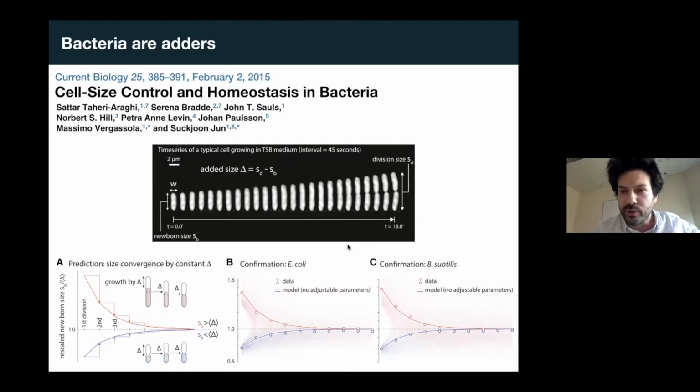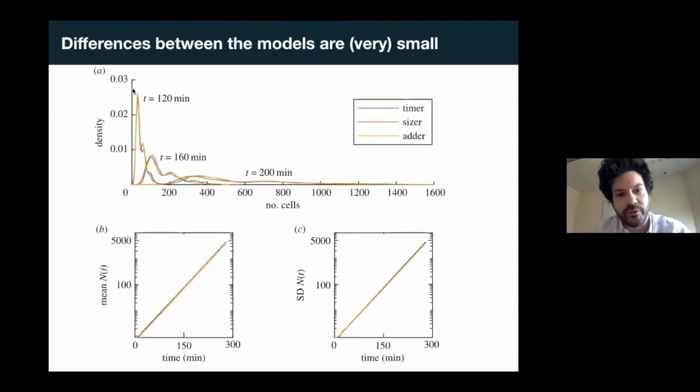And honestly, if you look, although there are differences at the single cell level on bacterial size of these models, if you look at the number of cells as a function of time for these three models, they're actually very similar. So although the biological basis is very different, if you look at the population of cells that is described by a timer model, sizer model, or adder model, this is the distribution of population sizes as a function of time. You don't see much difference for all practical purposes between the three models. In all cases, you have an average population size that grows exponentially with time. And in all cases, you have a standard deviation of the population size that grows exponentially with time.